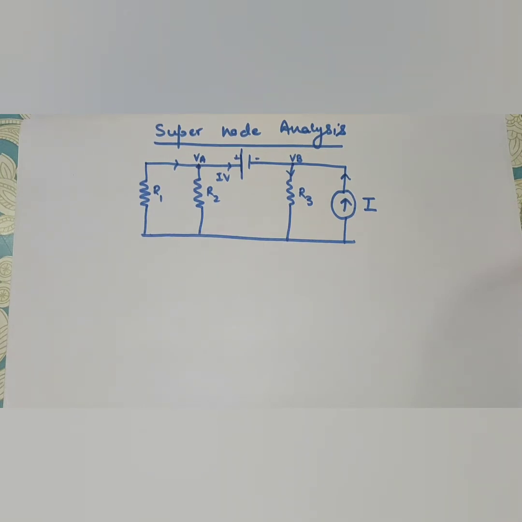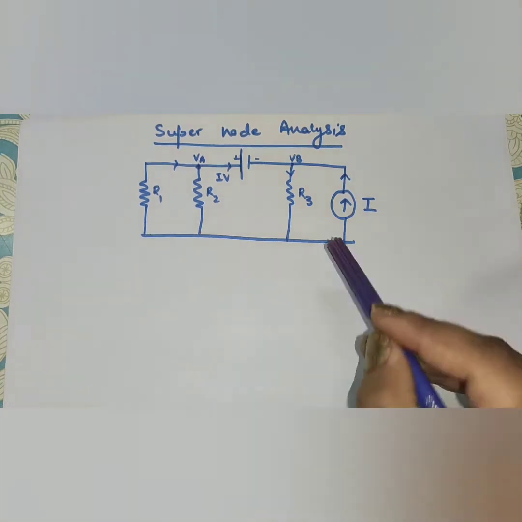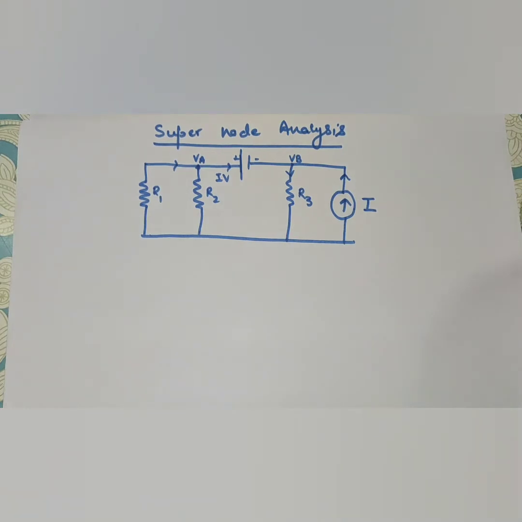So here supernode analysis will be done. In the previous lecture we have done super mesh analysis, which happens when the current source is present between the two voltage sources. Now here the current source and voltage source are present.